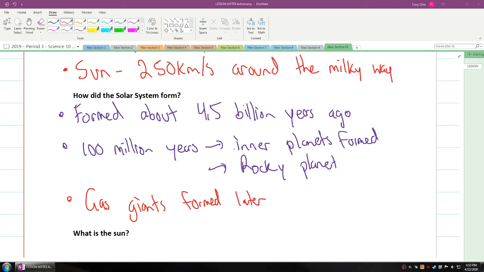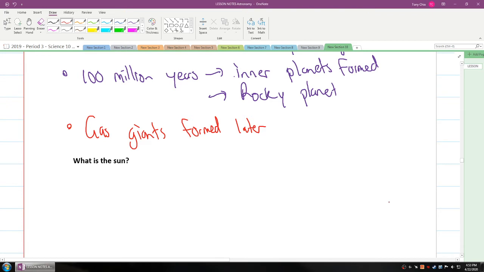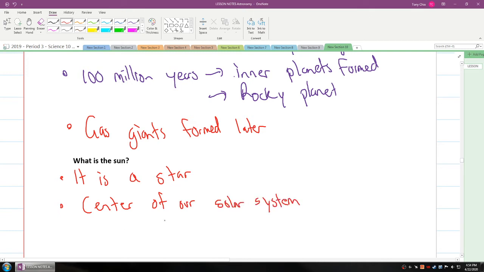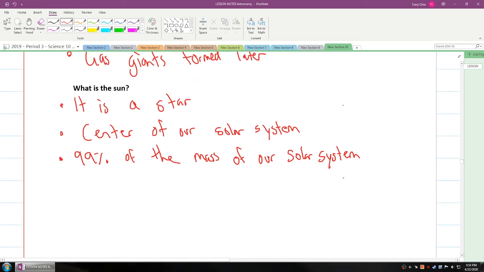So what is the sun? Well, the sun is, of course, a star. That's the first key point. It is a star. It's the center of our solar system. And what other facts does it have? It contains 99% of the mass of our solar system. So it is massive compared to all the other planets. Approximately, it's equal to about 100 times the mass of all planets combined in our solar system.